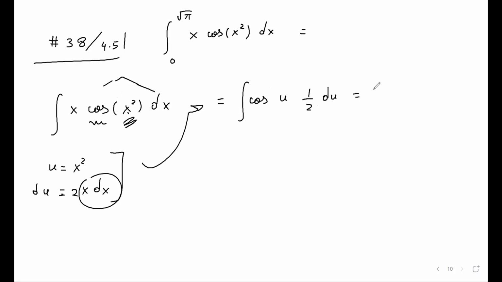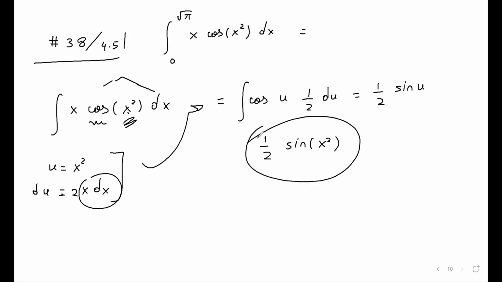So this is going to be the antiderivative of cosine u, 1/2 du, which is 1/2 times the antiderivative of cosine being sine. So 1/2 sine of x squared. Now the calculation is going to be this thing where you substitute square root of pi and 0. Luckily, you get 1/2 sine of pi, right? Square root of pi squared is pi, minus 1/2 sine 0. And we saw that both of these numbers are 0. So this then ends up being 0.